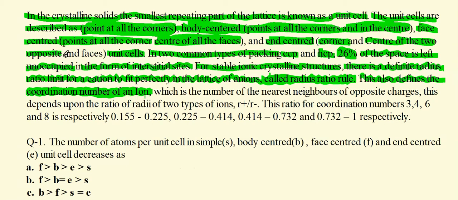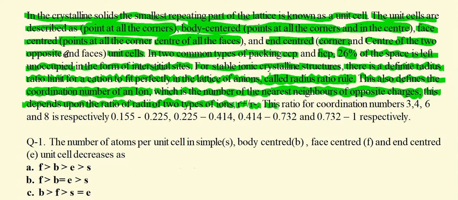What is the coordination number? It is the number of nearest neighbors of opposite charges present in the lattice. This depends upon the ratio of the radii of the two types of ions, which were one cation and one anion. So r plus means radius of cation divided by r minus, radius of anion.